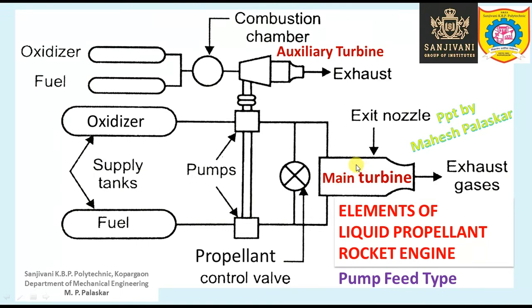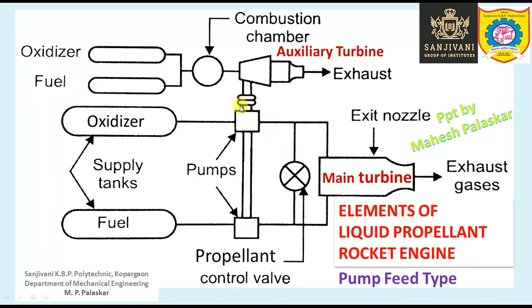Then the combustion takes place, and due to that high temperature and high pressure is produced, and this working substance, which is having a large amount of energy, will expand in the nozzle, and the exhaust gases will leave the nozzle at high velocity. A high velocity jet will leave the nozzle, and due to that the thrust in the opposite direction, that is forward direction, will be created.